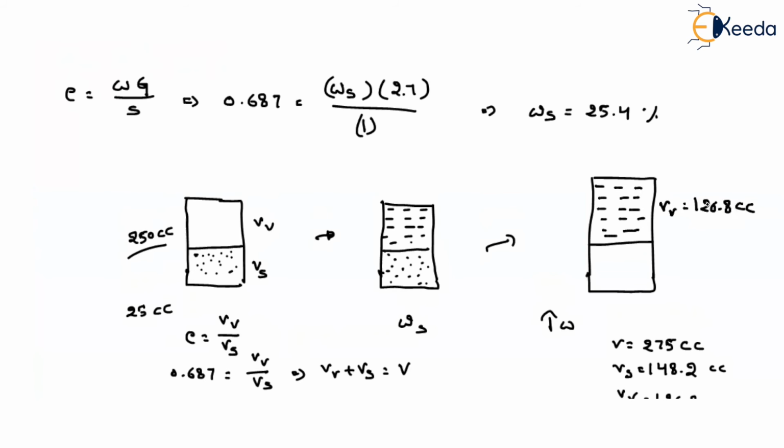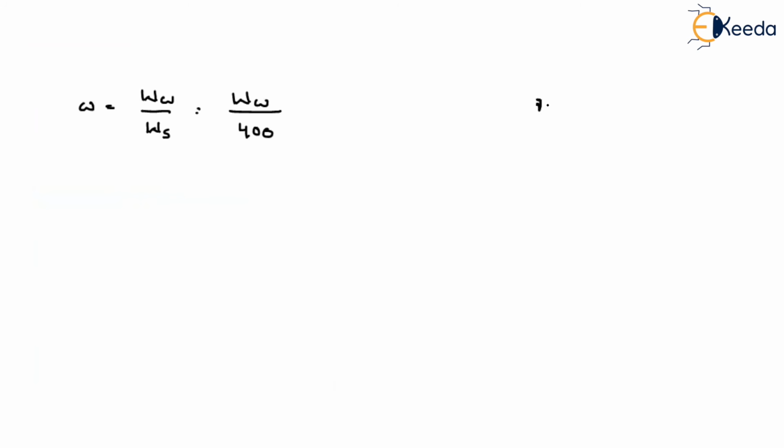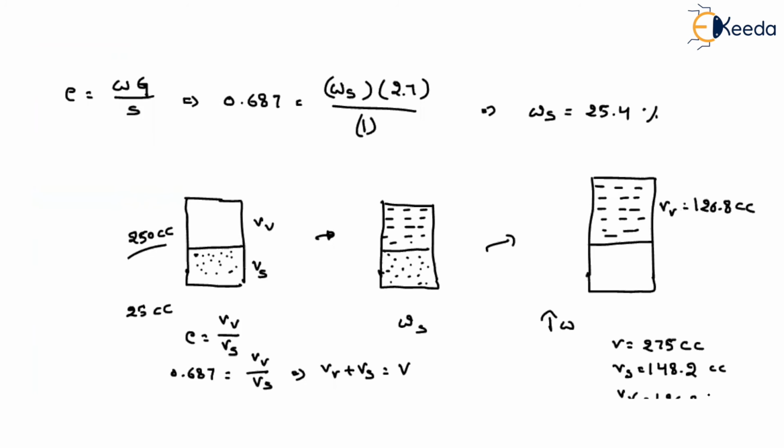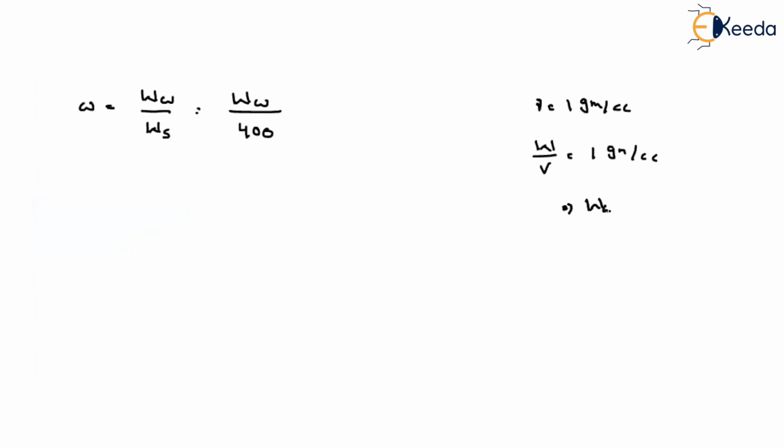Now tell me, if I know the volume of the water, can't I find its weight? By using unit weight. So how can I use it? We can say gamma equals 1 gram per cc. If it is 1 gram per cc, that is nothing but weight divided by volume, which equals 1 gram per cc. That means your weight and volume are equal. So what is the volume of water you have right now? 126.8 cc. Then what is the weight? That is 126.8 grams.